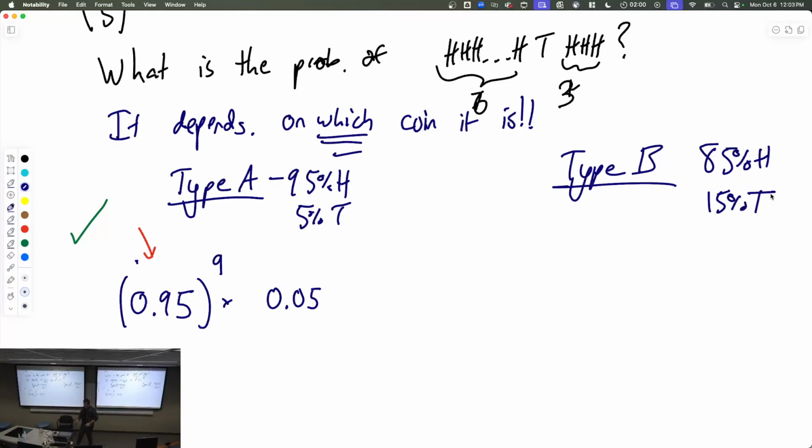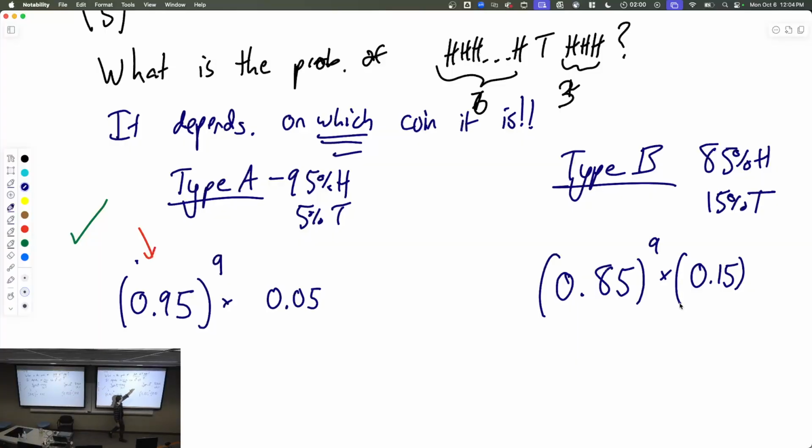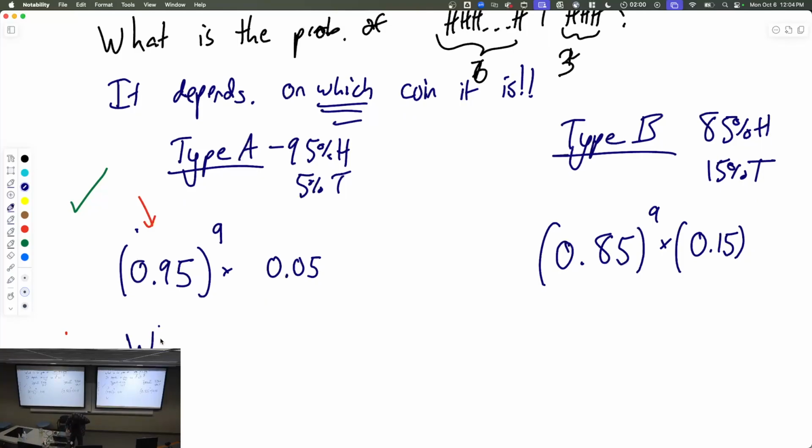Okay, so it would be 0.85 to the power 9 times 0.15. All right, this is great. So if it's a type A coin, the probability is this much. If it's a type B coin, the probability is this much. And here is a perfectly nice mathematical way to say, is it a type A coin or a type B coin? You say which number is bigger, right? Which number is bigger?